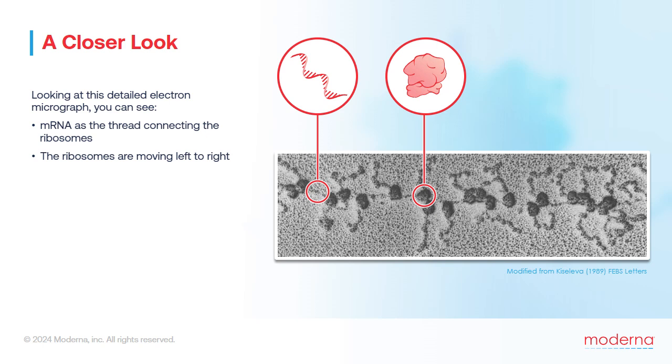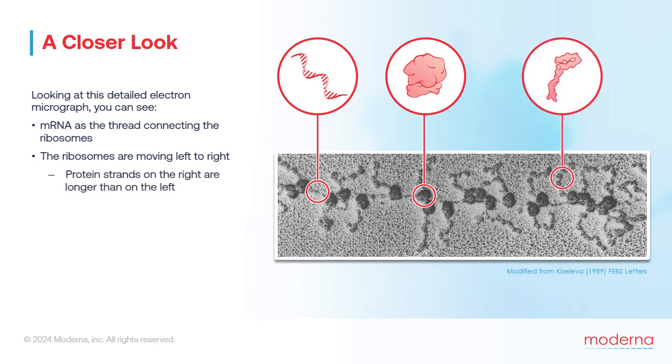Further, you can tell that the ribosomes are moving left to right because the protein strands emerging from the ribosomes on the right are longer than the protein strands on the left. Finally, on the far right, you can even see the proteins starting to fold into their final 3D shapes.